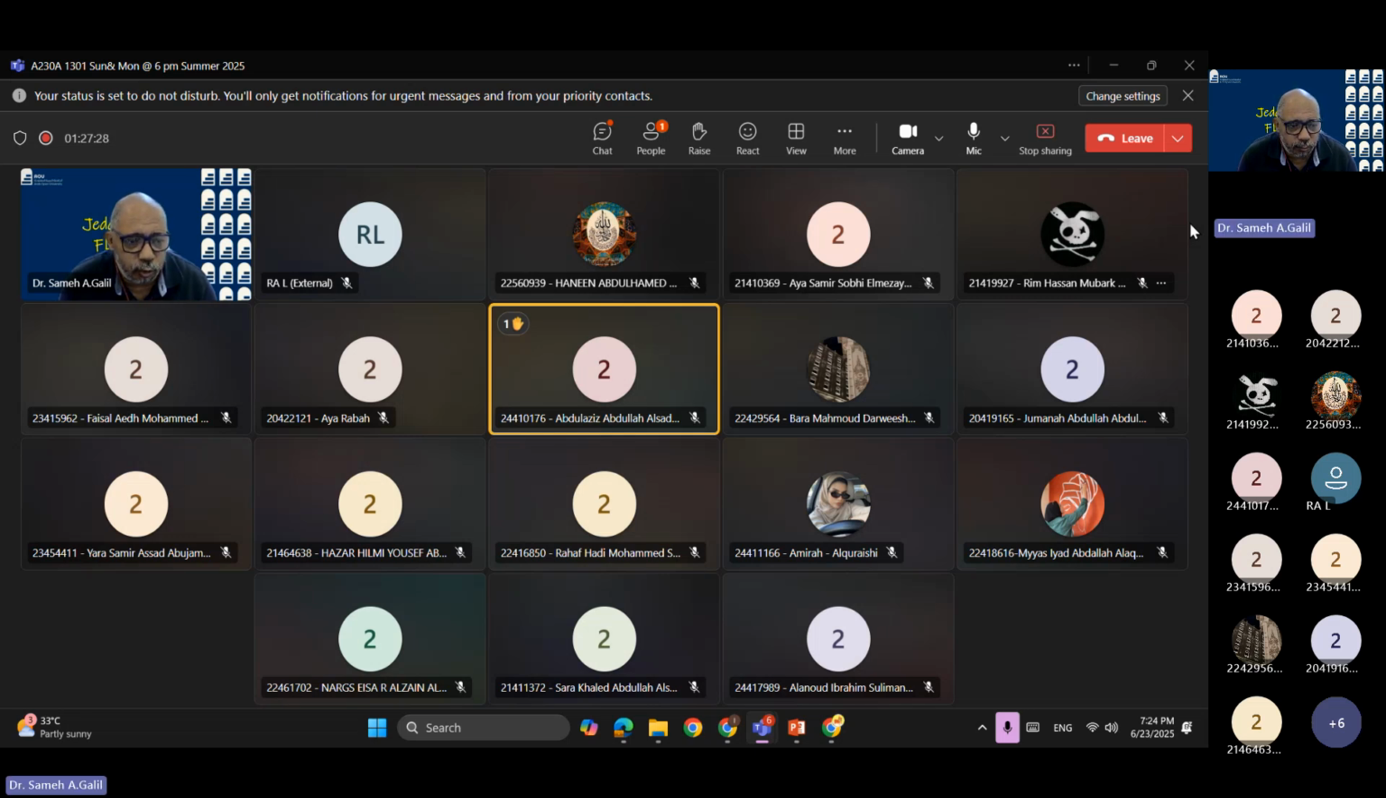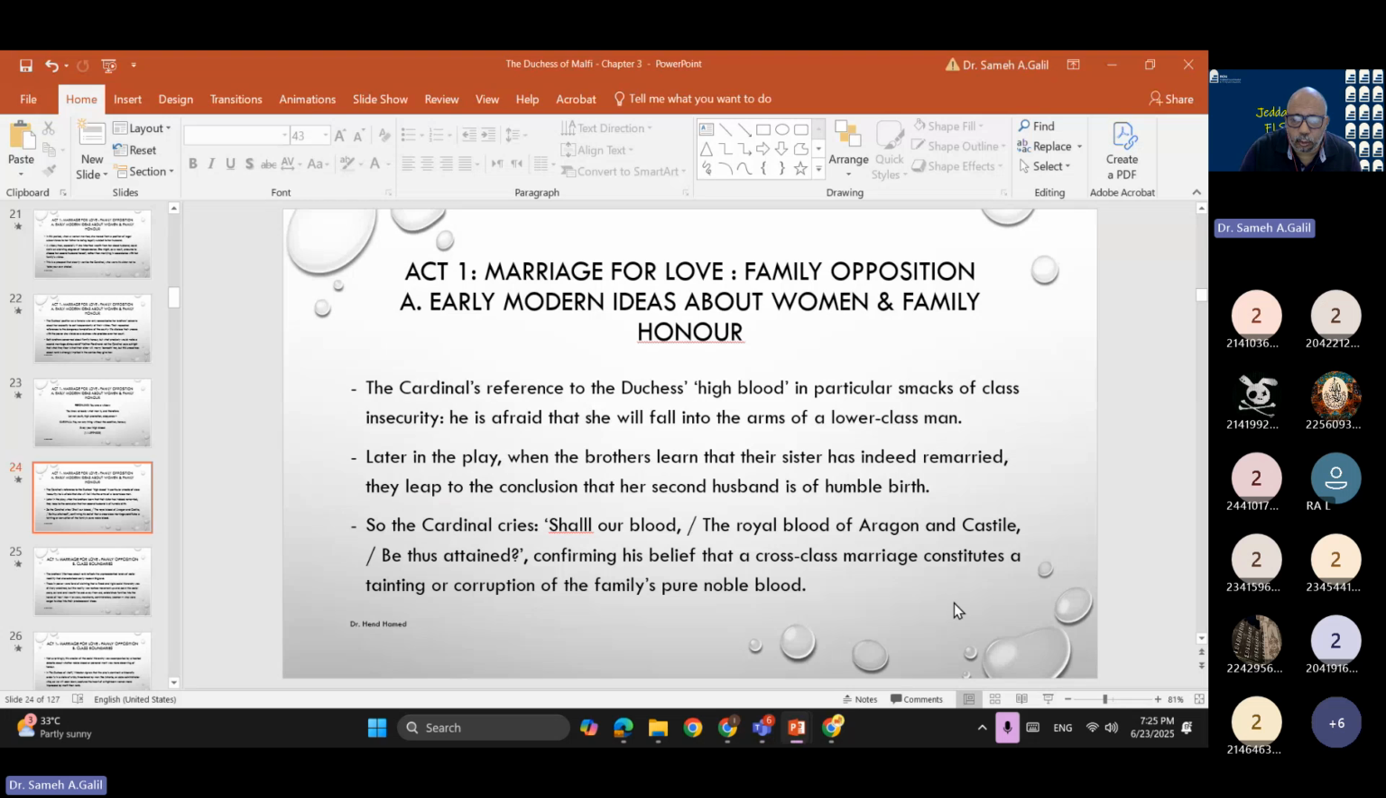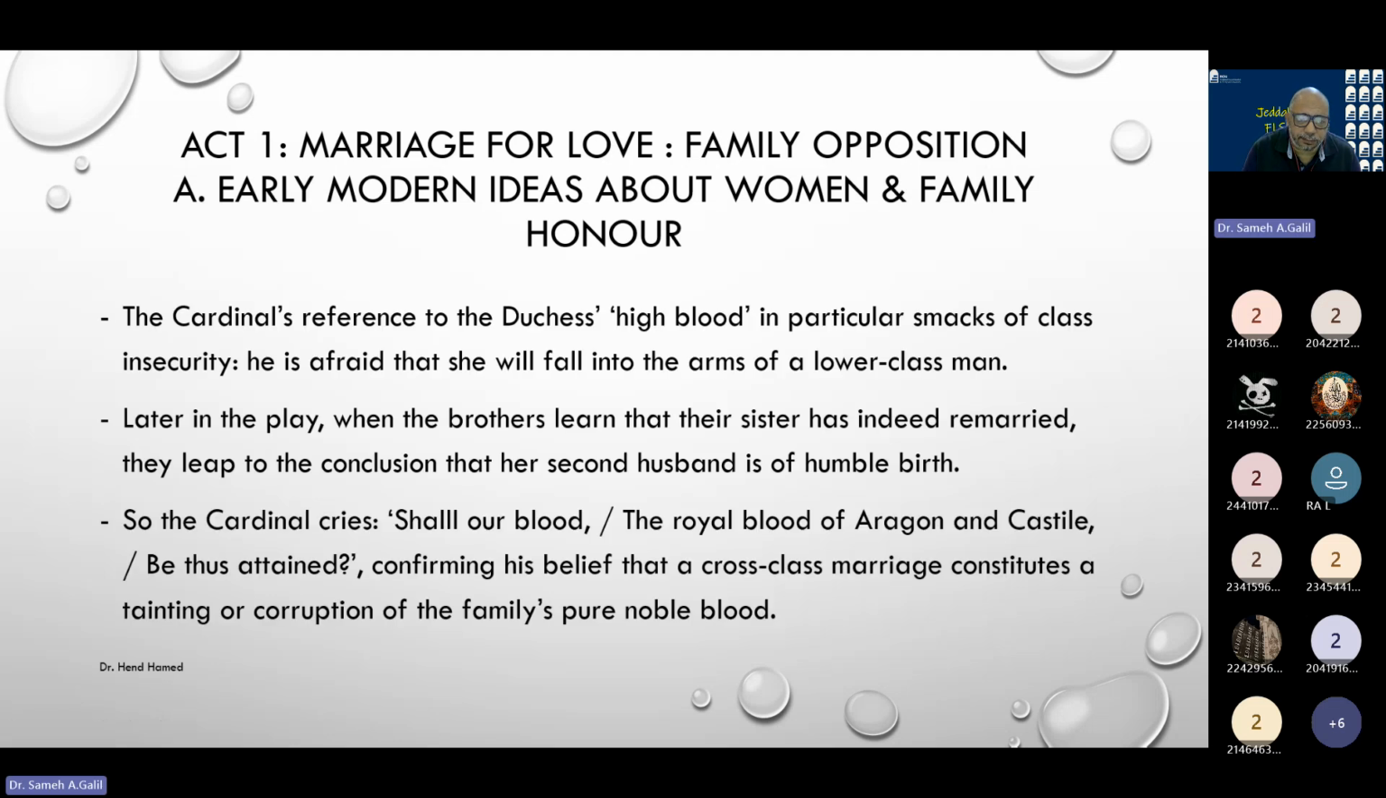Both of them are low-born, but she chose Antonio because of his merits, because of what he does, not what he inherited, obviously. So again, we're talking about the excuses that the brothers are citing in order to prevent their sister from getting married, and obviously they talk about her being high blood, the reference to her status, the fact that she is honorable, the fact that she is a royal family member, and everything.